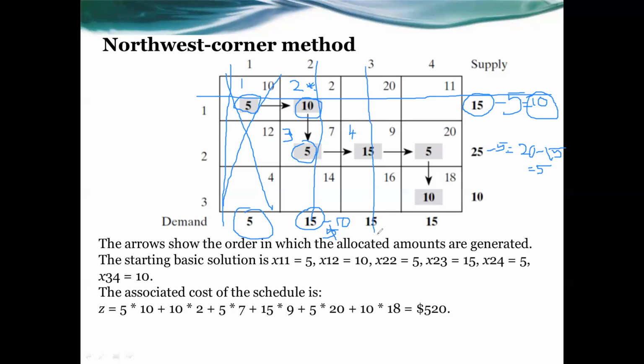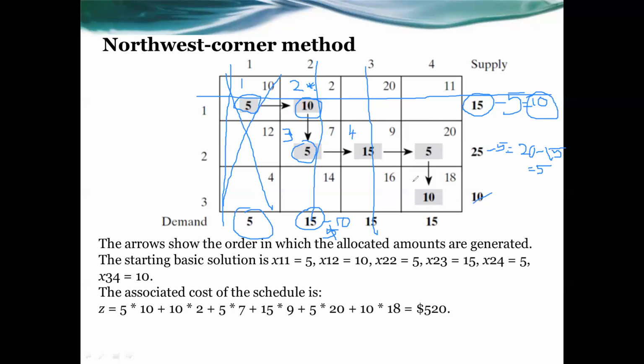Then you can remove this one also, right? The remaining in here, then you have to provide that 5 into here and 10. You don't have any other option. You have to provide that market 4 demand by using warehouse 3 supply. Then this 10 is also set off.